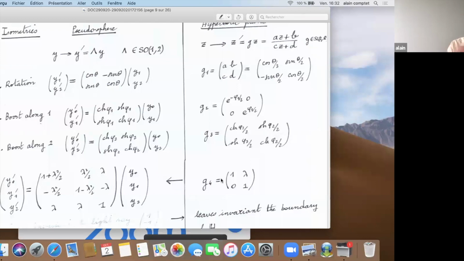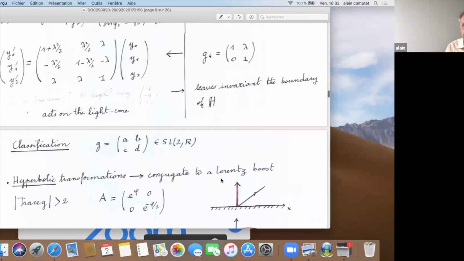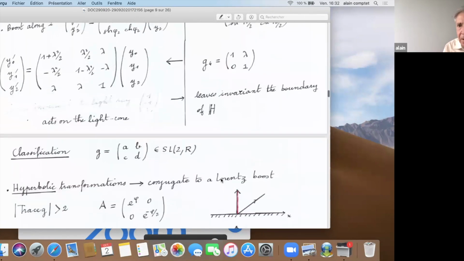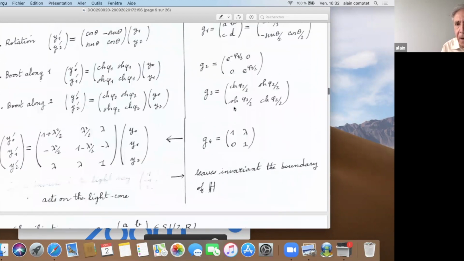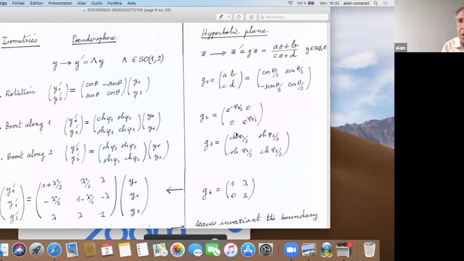Okay, so it's interesting to have both pictures at the same time. But okay, is G4 the only one that's linear? So does that mean G4, in fact, yes. In fact, if you set C equals 0, you will have Z prime equal AZ plus B over D. So this is linear.